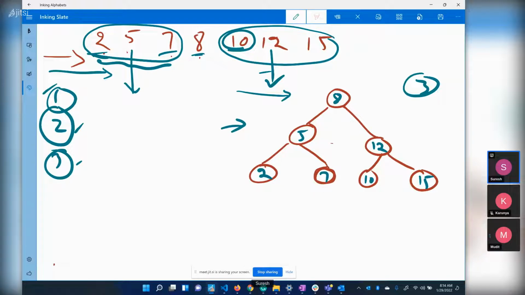Yes, and it's also recursive in nature, the solution. Exactly. This is a recursive solution. So just find the mid, put it at the root, and again find the other mid and put it at the root. Those kind of things.